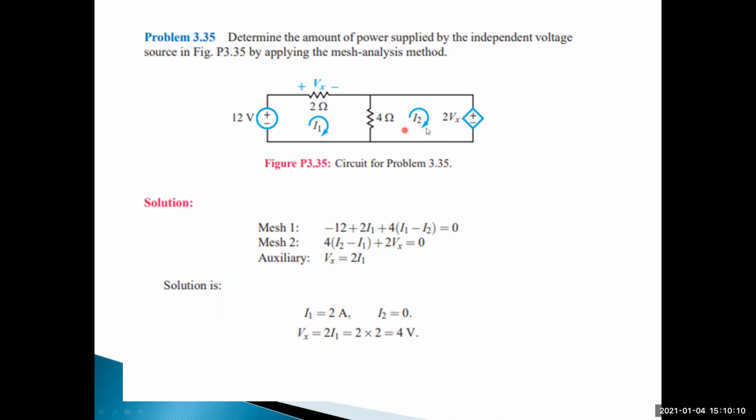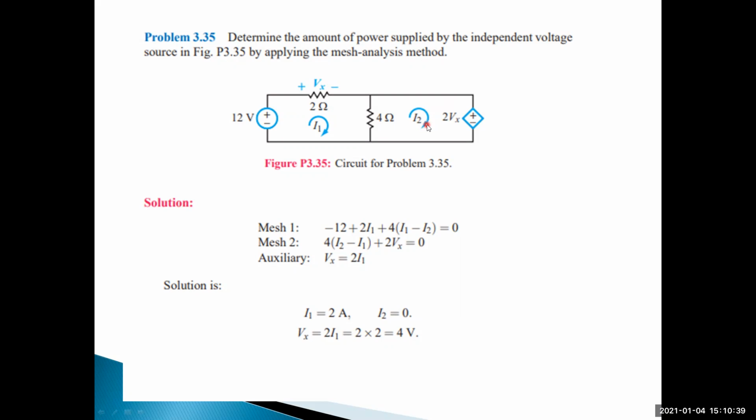Okay, you have to assume that in mesh 1, entering minus, that's why minus 12. Entering positive, plus 2 into I1. And then here, in loop 1, I1 is the current higher in magnitude, then I1 minus I2 into 4. So 4 into I1 minus I2 is equal to 0, because I1 is higher in magnitude in this loop. If we are finding the equations in loop 2, I2 is higher in magnitude.